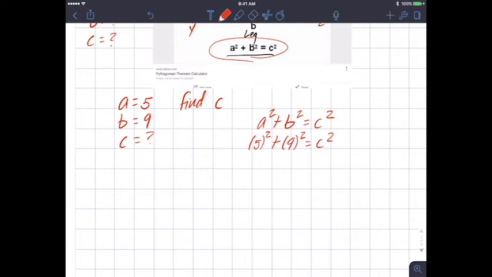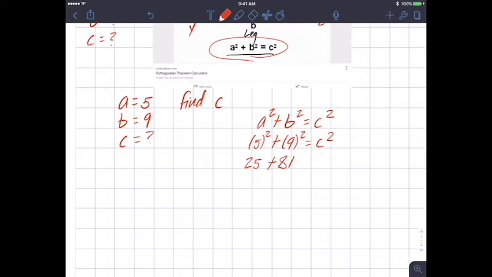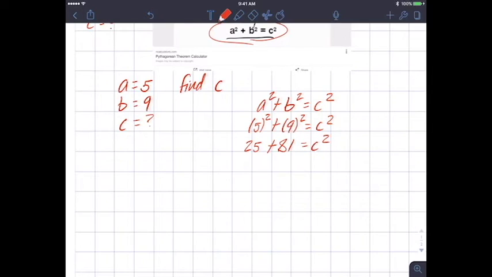Okay? 5 squared is 5 times 5, which is 25. Plus 9 squared is 9 times 9, which is 81. Equals C squared. Okay? So 25 plus 81, I have no idea. 106, I think. Okay? So we have 106 equals C squared.